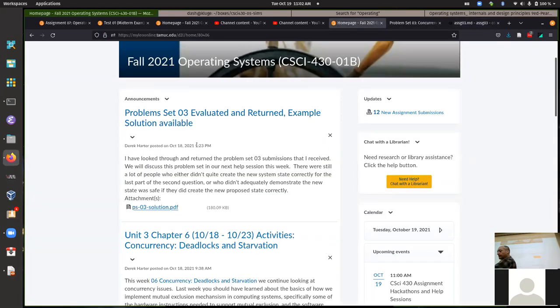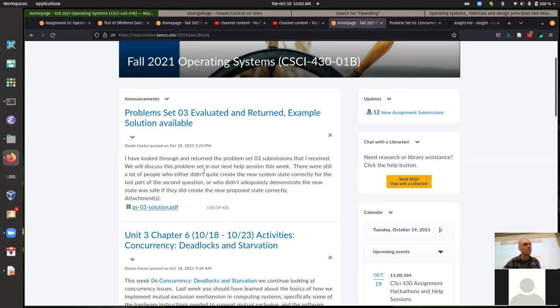So my plan today was to review problem set three here. So just return that back. It probably won't take too long, although I thought it'd still be useful for people because we're going to be implementing that for the current programming assignment. So the more you understand the banker's algorithm, the resource allocation denial algorithm, how you compute a safe state or not, the better off you'll be.